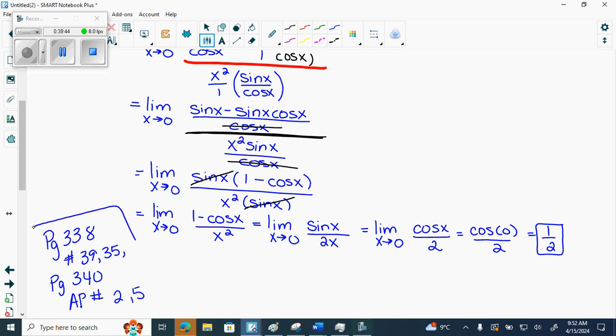Okay, so page 338, 39, 35, they're out of order, I don't care. And then page 340, AP number 2 and 5.